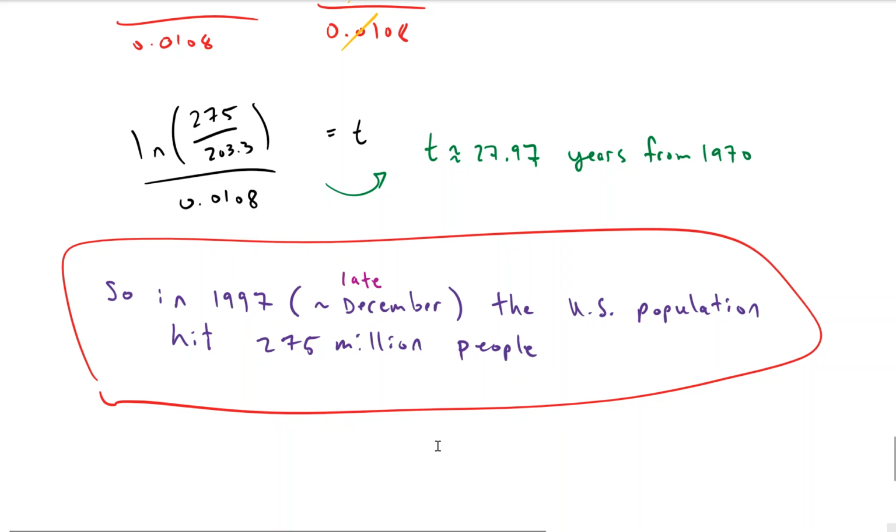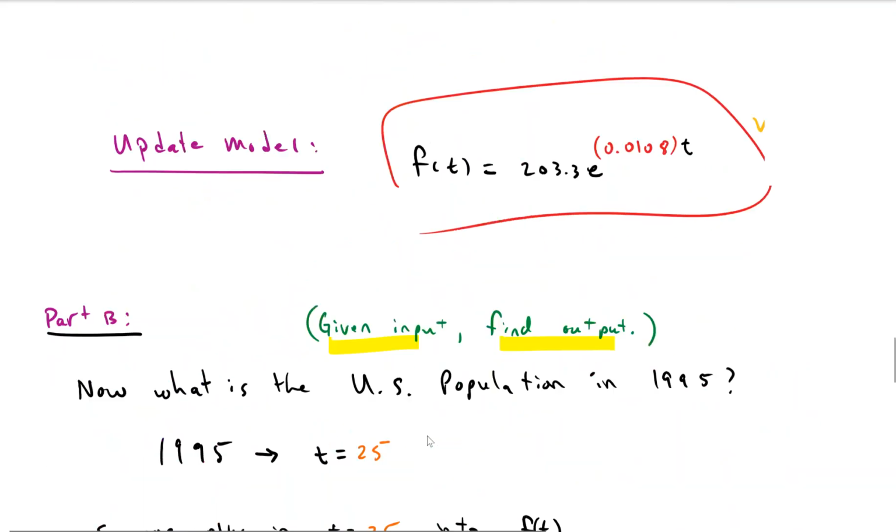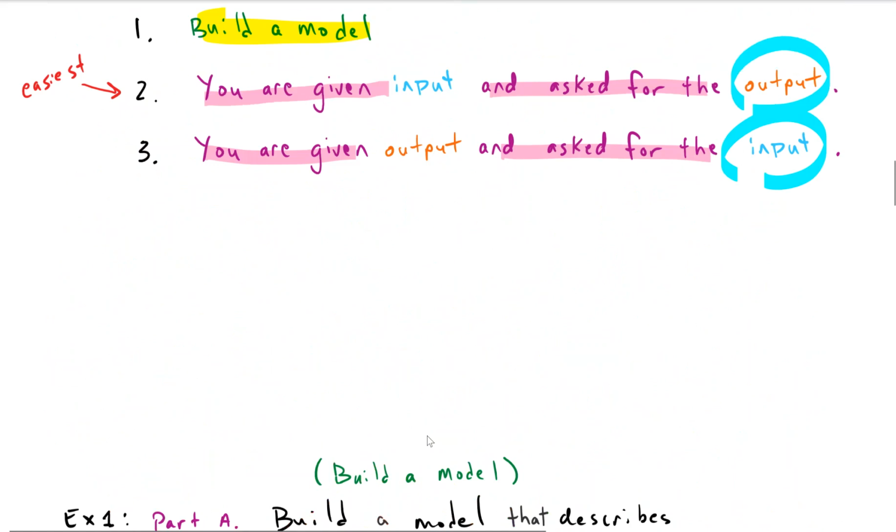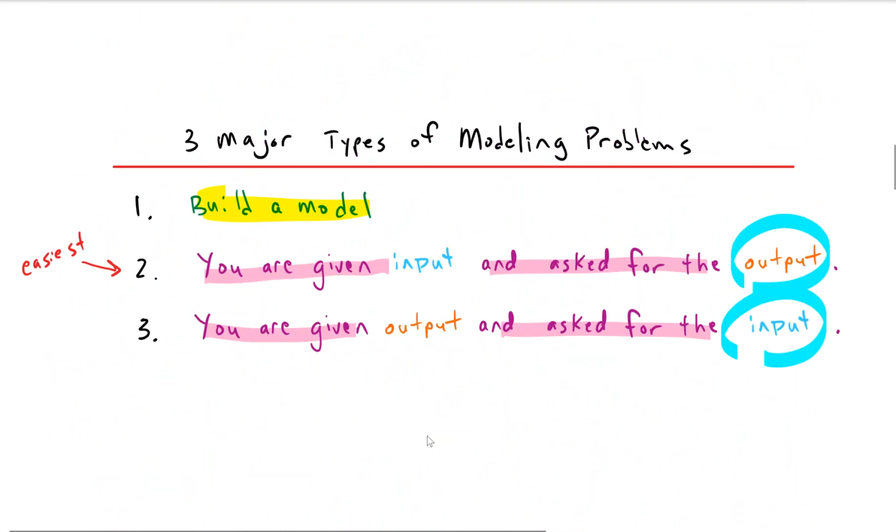And that's it. Those are the three classic types of problems that you'll see. We've done all three of them. We built a model. We were given input and we were asked for the output, and we were given output and we were asked to find the input. Hope this helps.